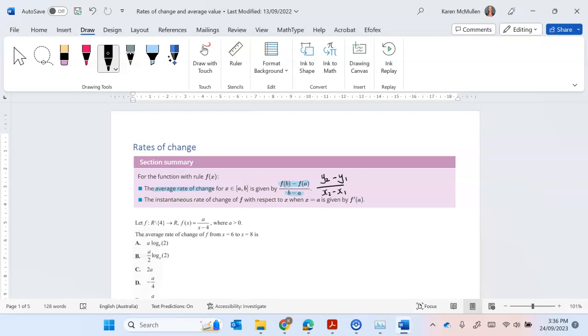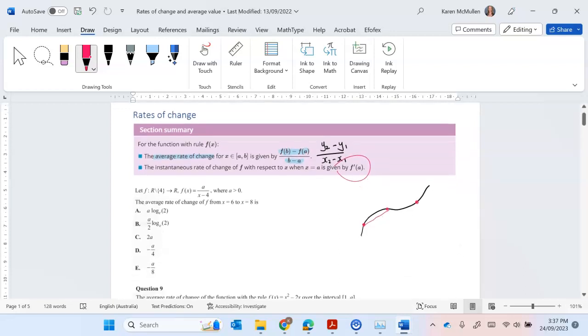Instantaneous rate of change, we're not going to focus on that in this video because we want to look at the average value function. But instantaneous rate of change is finding the gradient at a single point. So for average rate of change, let's say we've got some sort of curve. We want to know the average rate of change between 2 points, so we find the gradient of a line, whereas instantaneous rate of change is finding the gradient at a single point, and that's when you would find the derivative at that point, and you can see it is written there.